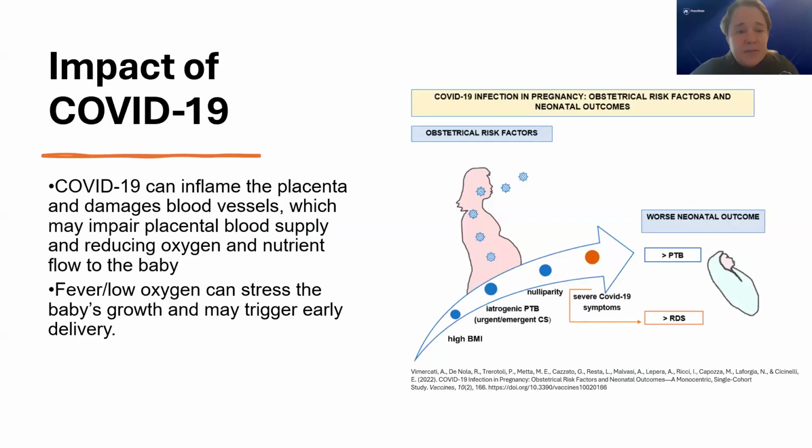So COVID-19 can inflame the placenta and damage blood vessels. Again, these are vascular effects of COVID-19. It can reduce oxygen and blood supply to the fetus, restricting growth and maybe ending in an earlier delivery. This can also be from fever or low oxygen related to COVID-19.